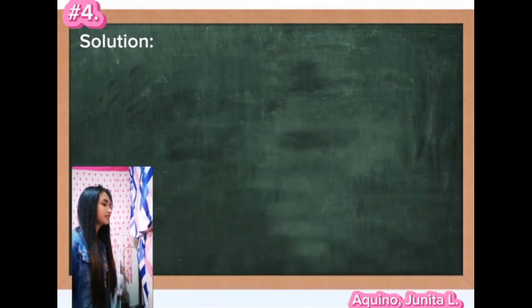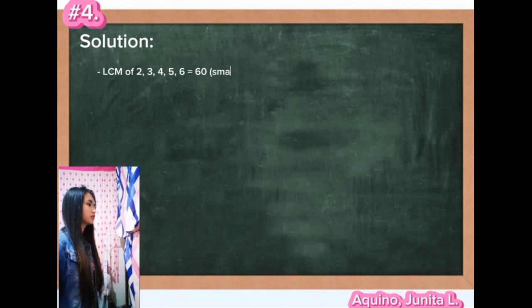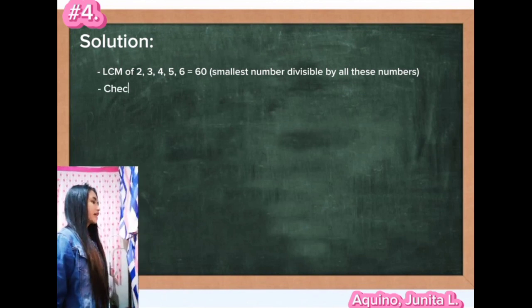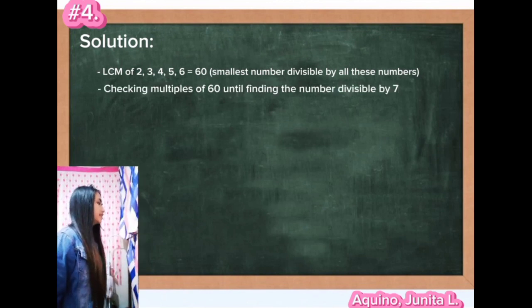The solution: the least common multiple of the numbers 2, 3, 4, 5, 6 is equal to 60, the smallest number divisible by all these numbers. Checking multiples of 60 until finding the number divisible by 7 without a remainder.